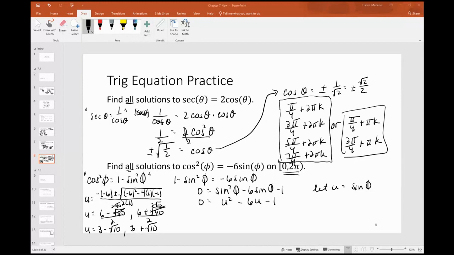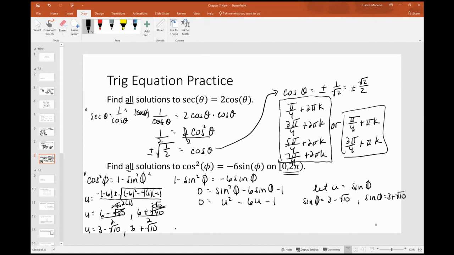Actually, I could probably undo. Let's undo the substitution first. All right. So I've got two solutions here. The sine of phi is going to be equal to either 3 minus the square root of 10, right? Or the sine of phi is equal to 3 plus the square root of 10.